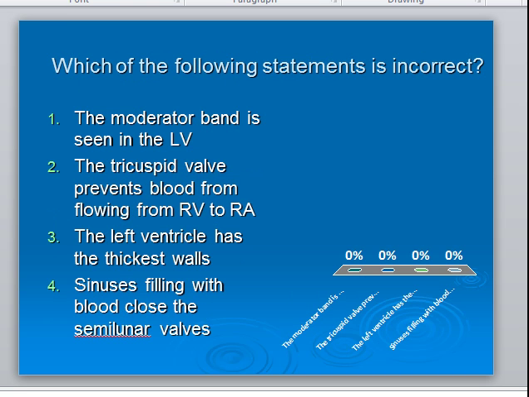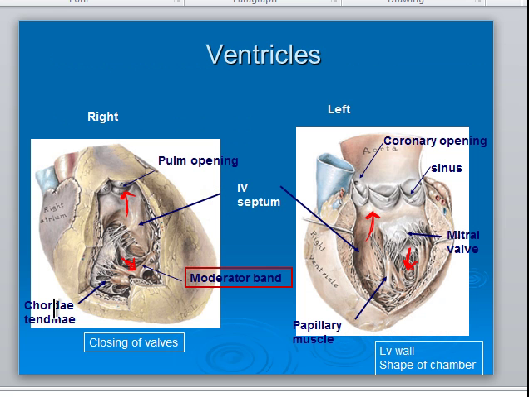Then we had this one. Which of the following statements was incorrect? And if you look at this, the moderator band is not seen in the left ventricle. It is seen in the right ventricle. Look at this. This is the right ventricle. See this? This has been highlighted. This is the moderator band seen in the right ventricle.